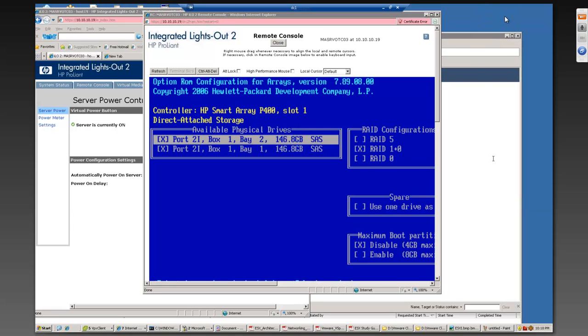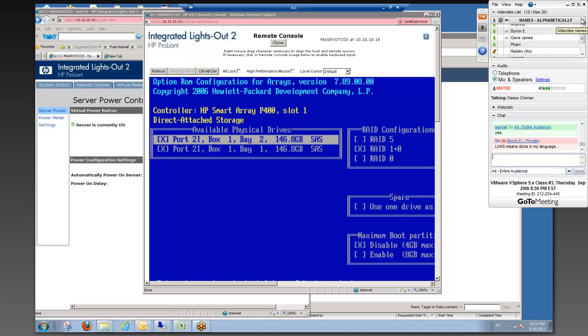Why can't I use RAID 5? If you read that, you will understand. Those who know, they know why it is not possible. Because RAID 5 requires a minimum of 3 disks.